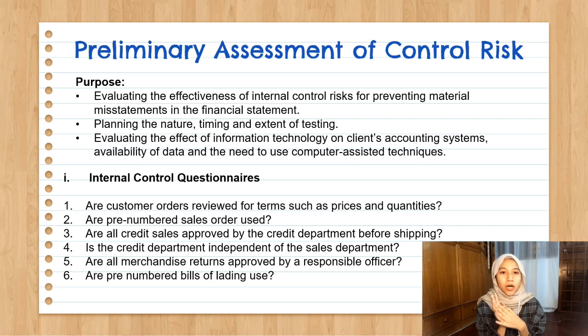There are two tools, such as internal control questionnaires. These are examples of the ICQ, and you can also find out more in the workbook. For instance, are pre-numbered sales orders used? Are pre-numbered bills of lading used? Are all credit sales approved by the credit department before shipping?